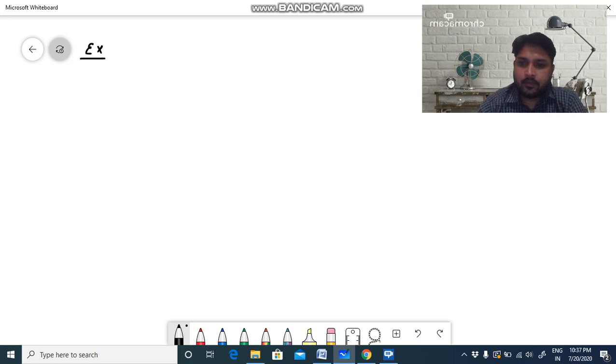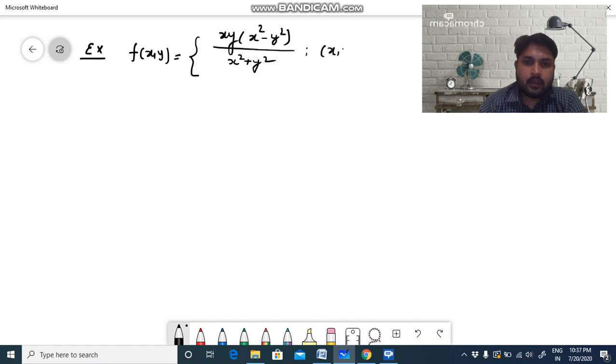we have given a function of two variables f(x,y) is equal to xy (x square minus y square) whole upon (x square plus y square), when (x,y) is not equal to (0,0), and it is equal to 0 when (x,y) is equal to (0,0).